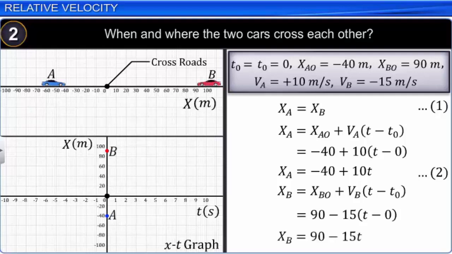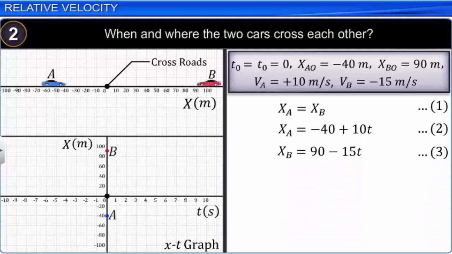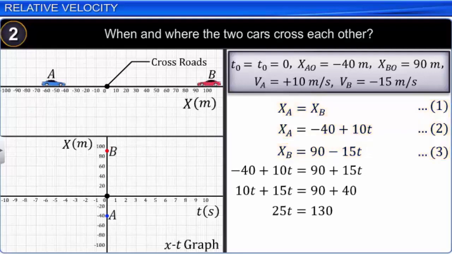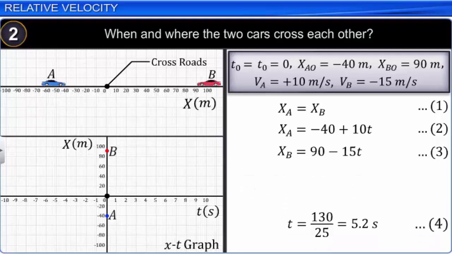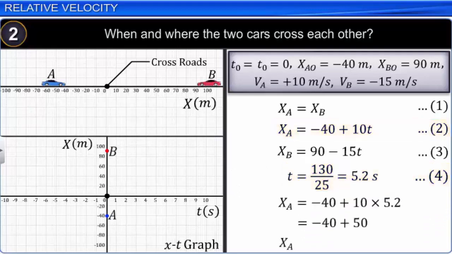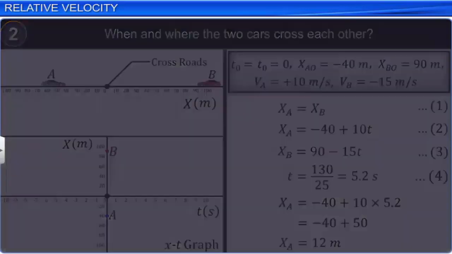Substituting equations 2 and 3 in 1, we get T equals 5.2 seconds, which is equation 4. Substituting equation 4 in 2, we get XA equal to 12 meter. Therefore, the two cars cross each other at 5.2 seconds when the position coordinate is 12 meters.